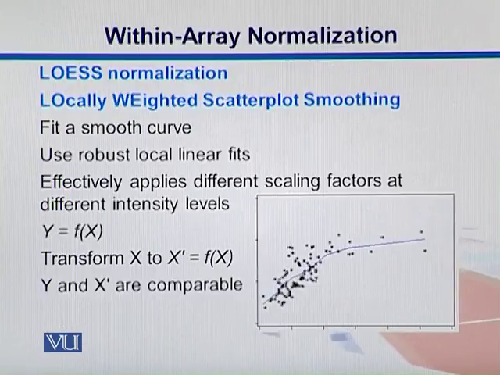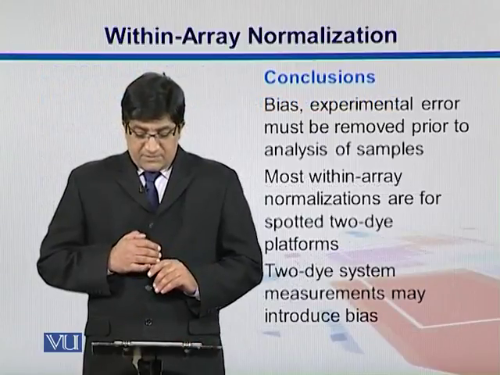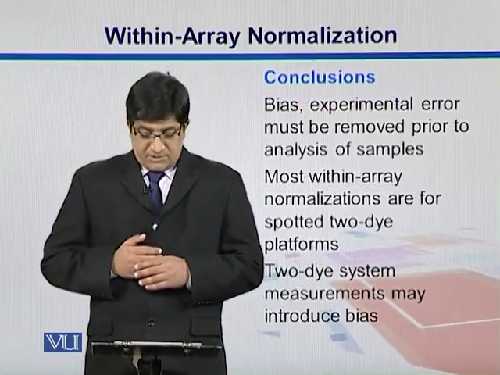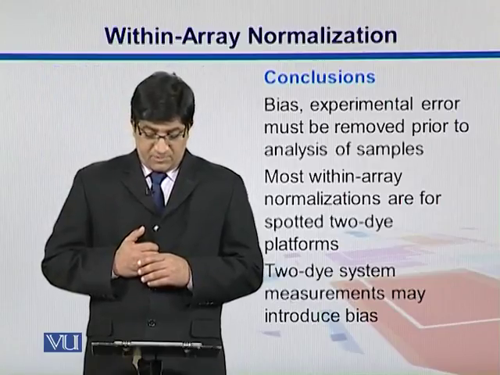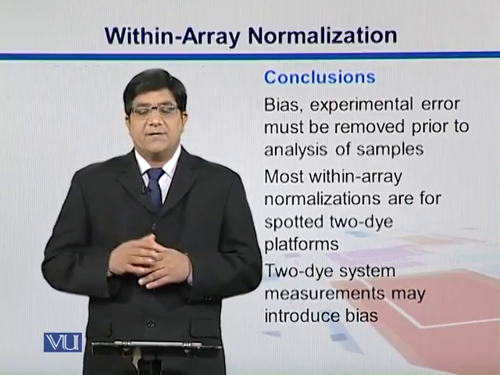There is another normalization procedure called lowess normalization, locally weighted scatter plot smoothing. We fit a smooth curve. We use a robust local linear fit. So here, since I'm talking about linear regression or those kinds of intensive statistical tests, you fit a line across these data points, and then we try to bring them close. We try to do some transformation so that they come close to that best fit line. So we see in this section that biases and the experimental errors must be removed, and most within-array normalizations are for spotted 2-dye experiments.